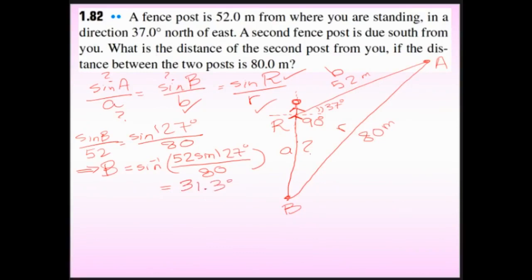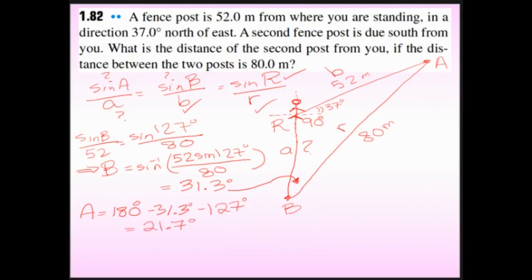What do I do with that now? Now I know this, and I know this. How do I know this? Subtract both from 180. So A is equal to 180 degrees minus 31.3 minus 127. How much is that? 21.7. And now we can do this.